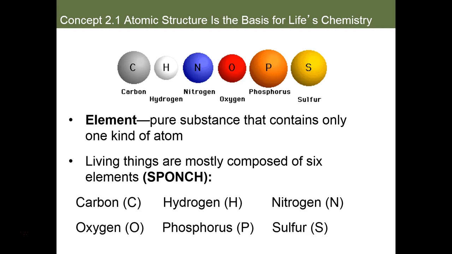An element is a pure substance that contains only one type of atom. Living organisms are mostly composed of 6 elements: carbon, hydrogen, nitrogen, oxygen, phosphorus, and sulfur. These are often collectively referred to as the CHNOPS elements, with each letter denoting a different element. There are other elements found in living organisms, but these are the most common.